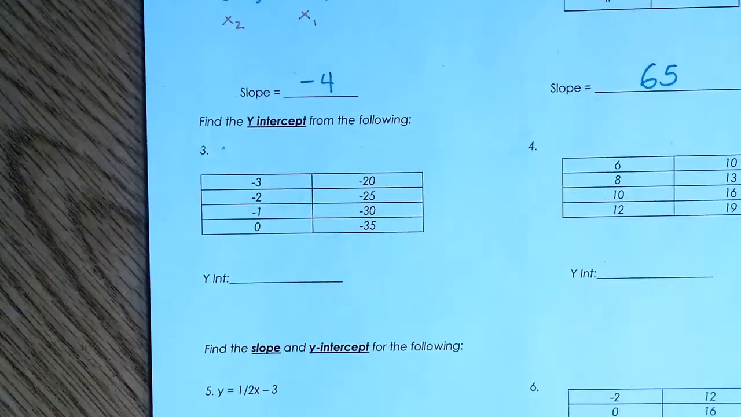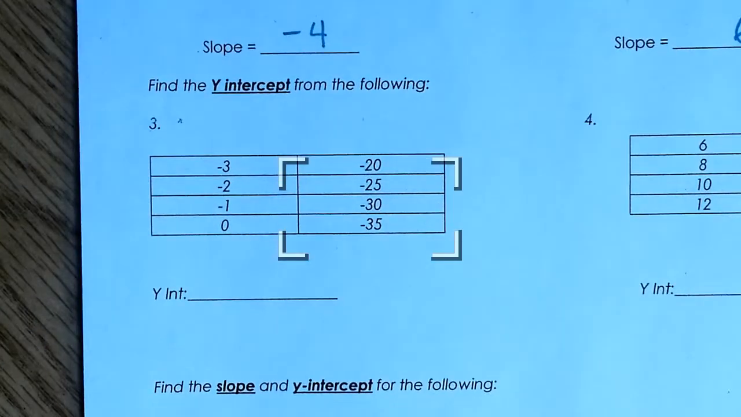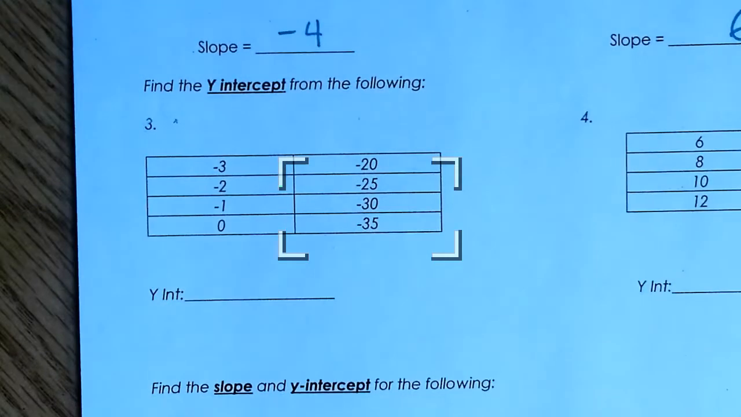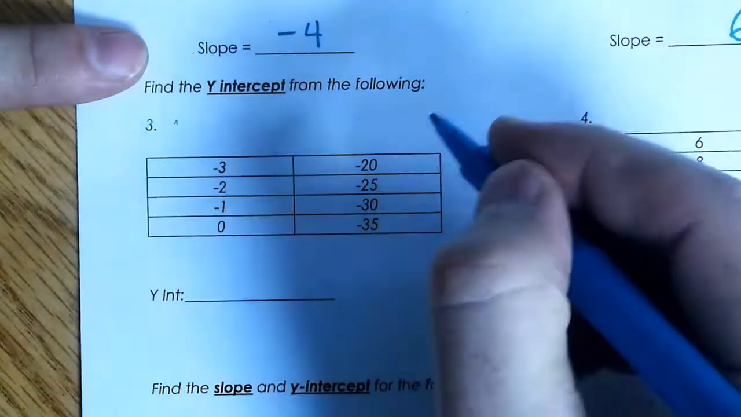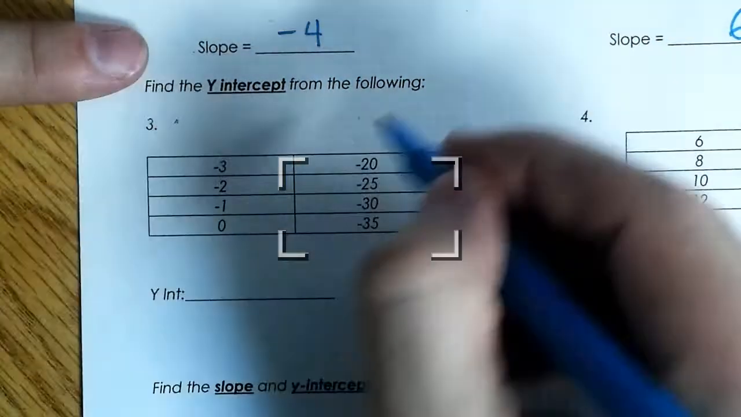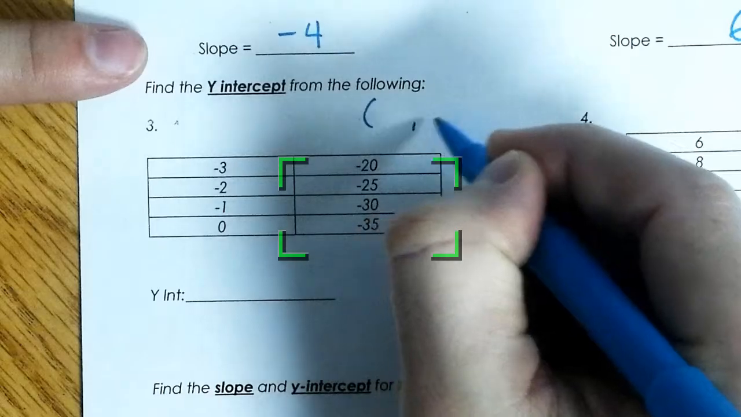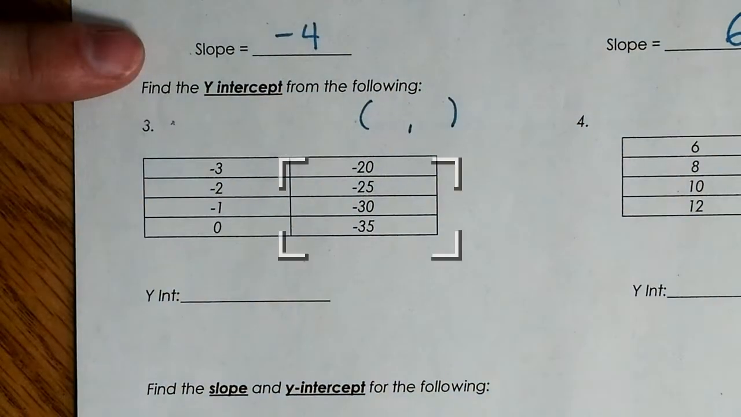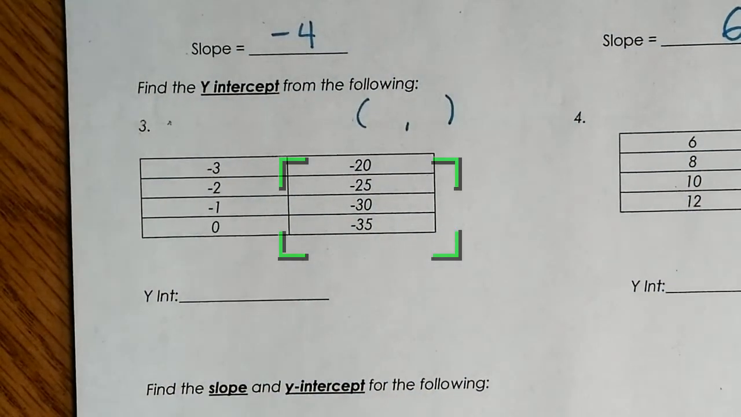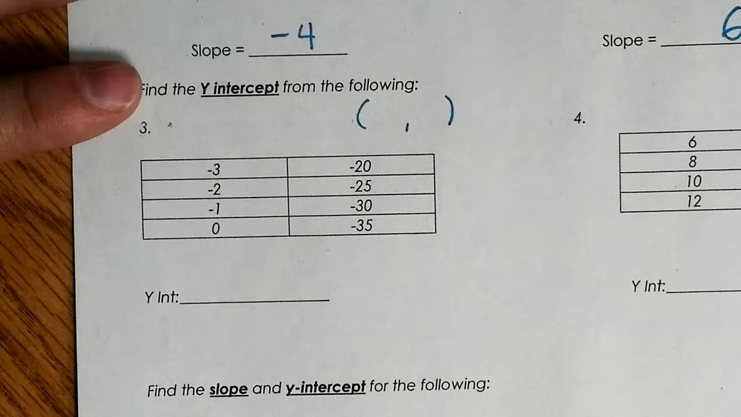All right, here we go. For number 3 and number 4, we're finding the y-intercept. So again, for the y-intercept, what does the x always have to be? Do y'all know? When you're finding the y-intercept, what is the x always? What's the x value for the y-intercept?